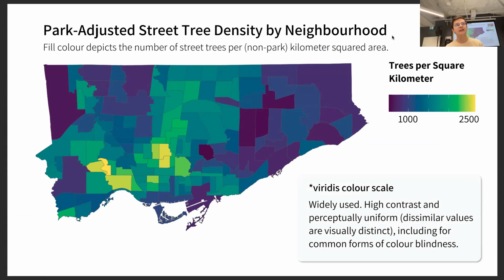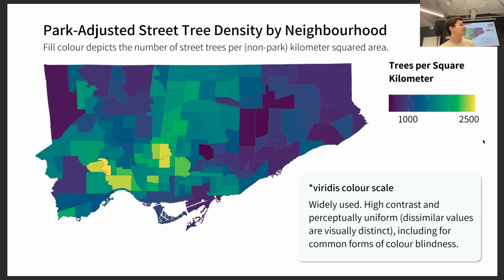So in very bright yellow is areas with about 2,500 street trees per square kilometer, excluding area that is taken up by parks. And then in darker blue here are areas with about 1,000 street trees. I think the full range goes from about 500 to 2,700.